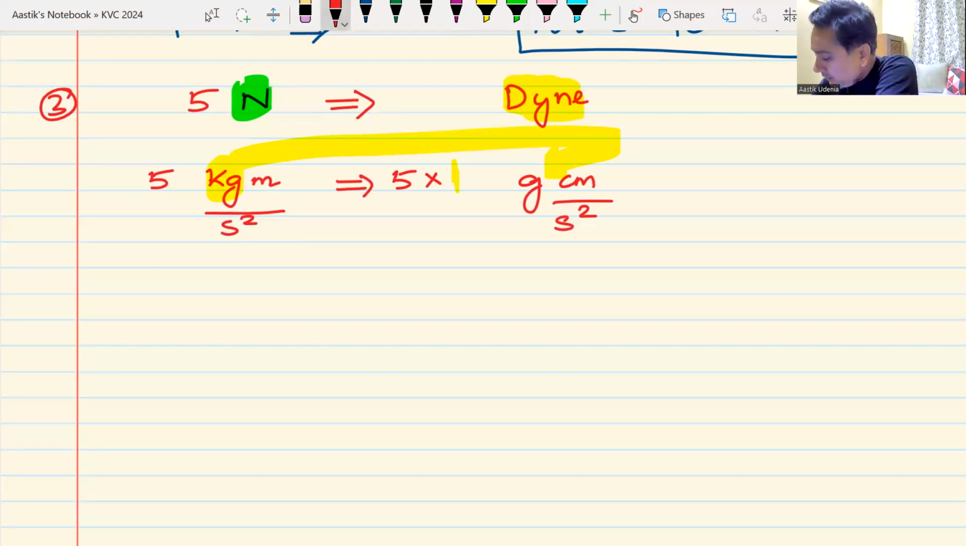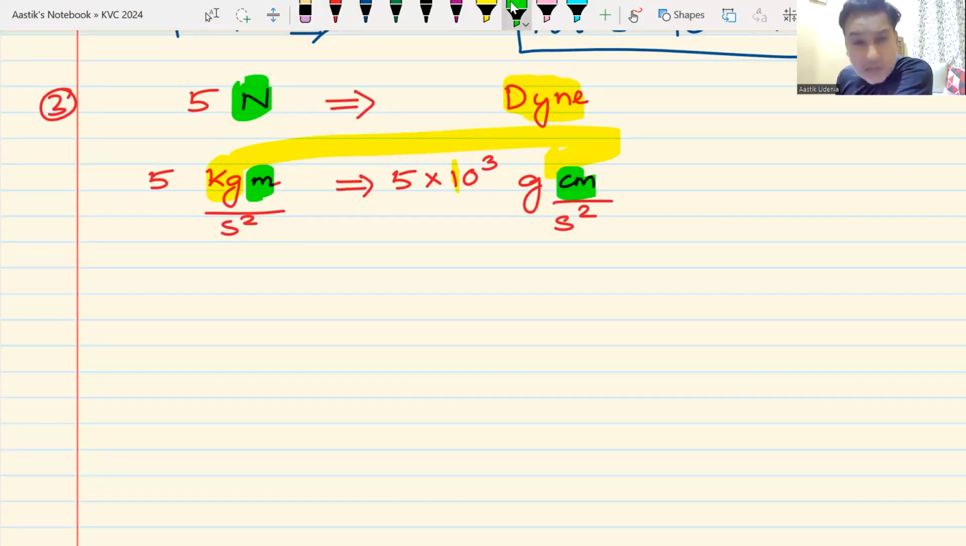Multiply it by 10 raised to the power 3. I've converted kg into grams. Then I need to convert the green one, meter into centimeter. How do I convert meter into centimeter? I multiply it. I will write it as green. Multiply it by 10 raised to the power of 2. 10 raised to the power 2 comes because of the green Hulk, meter into centimeter. And 10 raised to the power 3 comes because of kgs into grams.